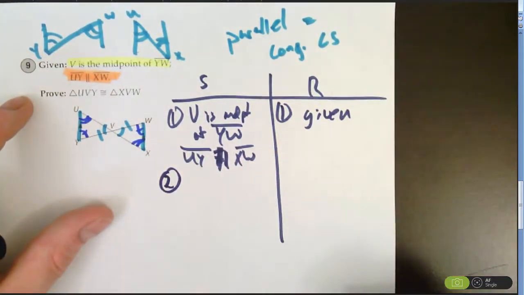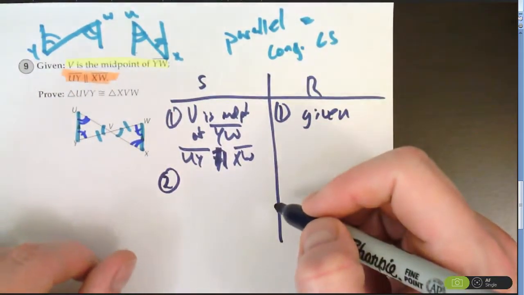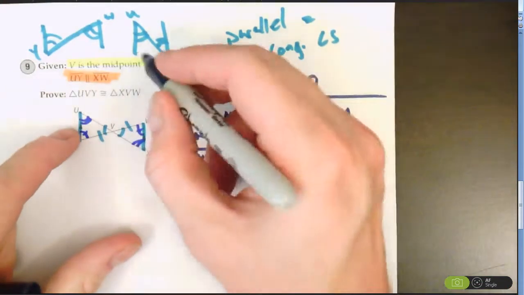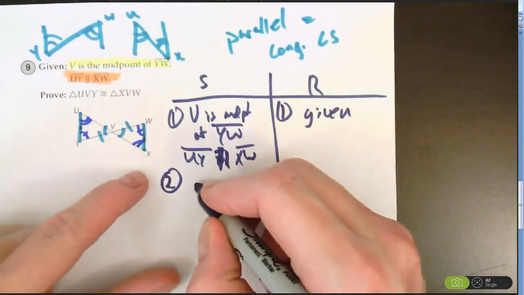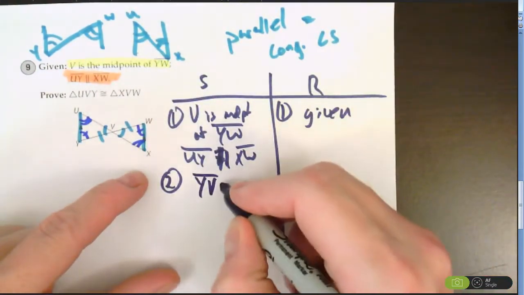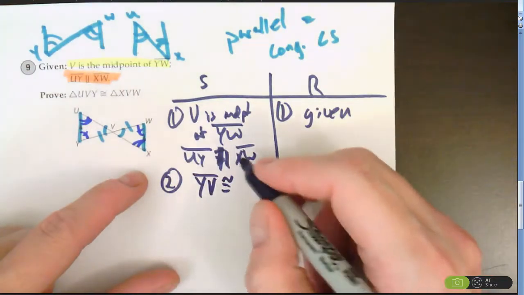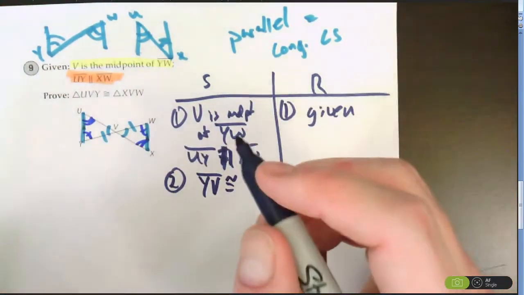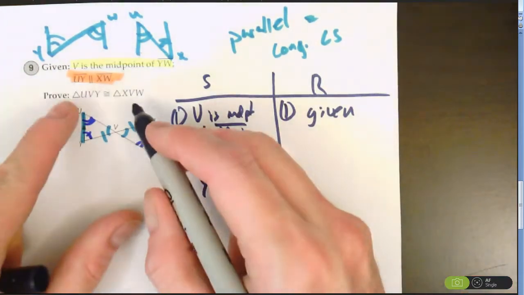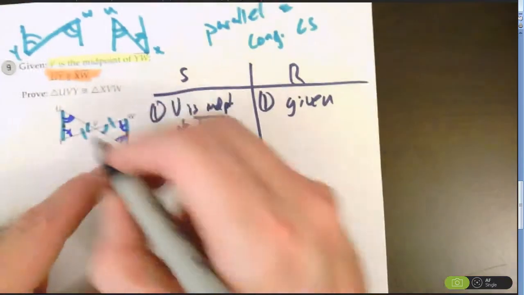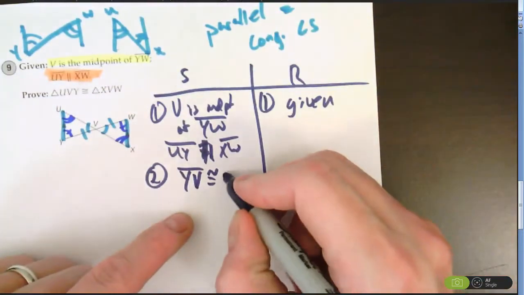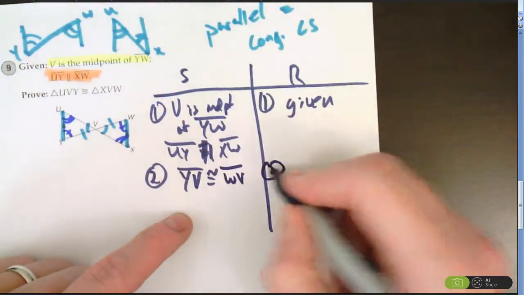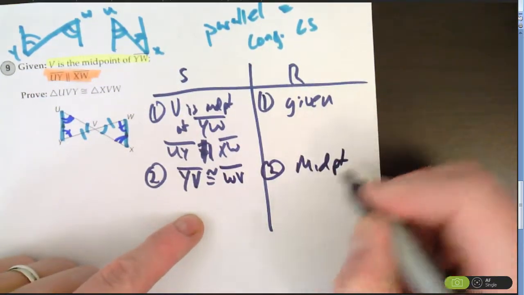2, okay, I'm going to use the midpoint. It's going to jump out at you to begin with because that's the first statement. So I know that YV is congruent to WV. It doesn't matter if you say WV or VW because it's just a segment, so we're not going to be that picky on that. We just have to be picky when we write the congruent statement. And that is the midpoint theorem.